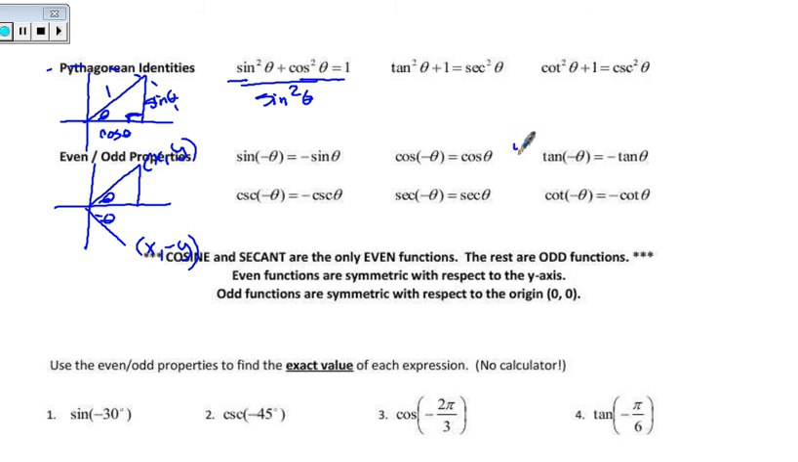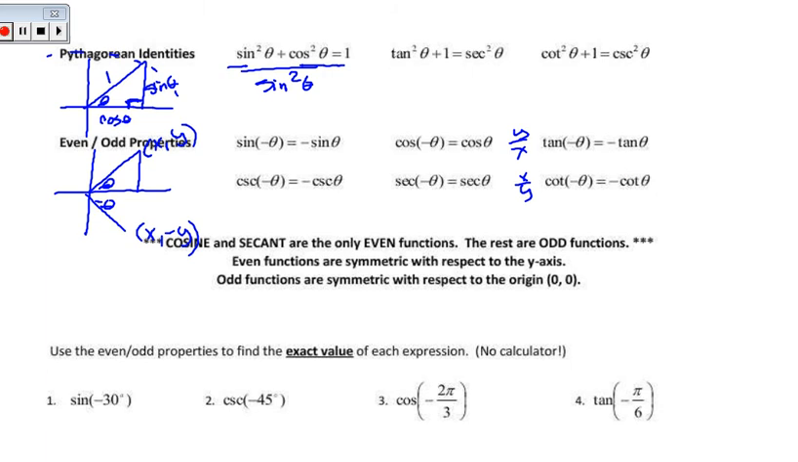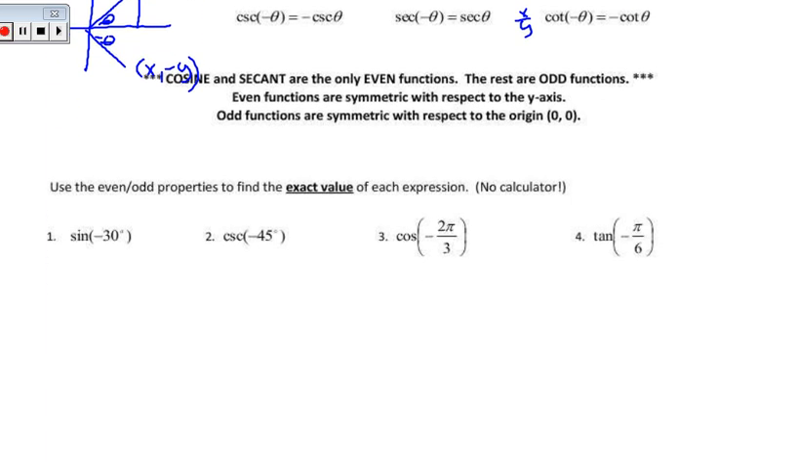For tangent, again, because that's y over x, or in cotangent's case, x over y, in quadrant 1, y over x is positive. In quadrant 4, it's going to be negative y over x, so it's negative. So again, you have a sign change, and if there's a sign change, that negative gets pulled out to the front. Now, we can use these properties in order to find the exact value of an expression.